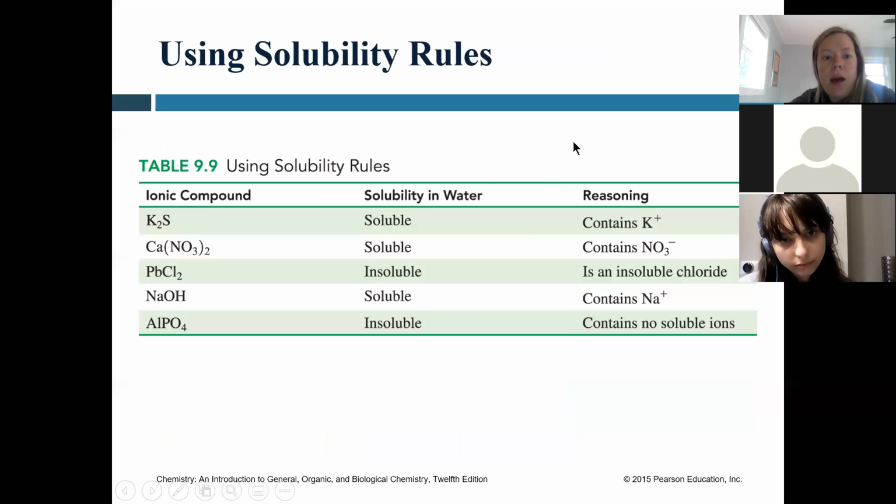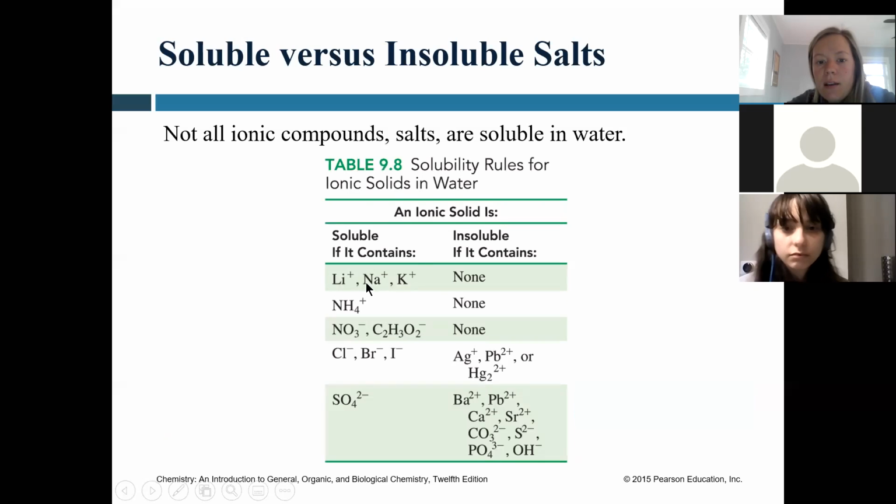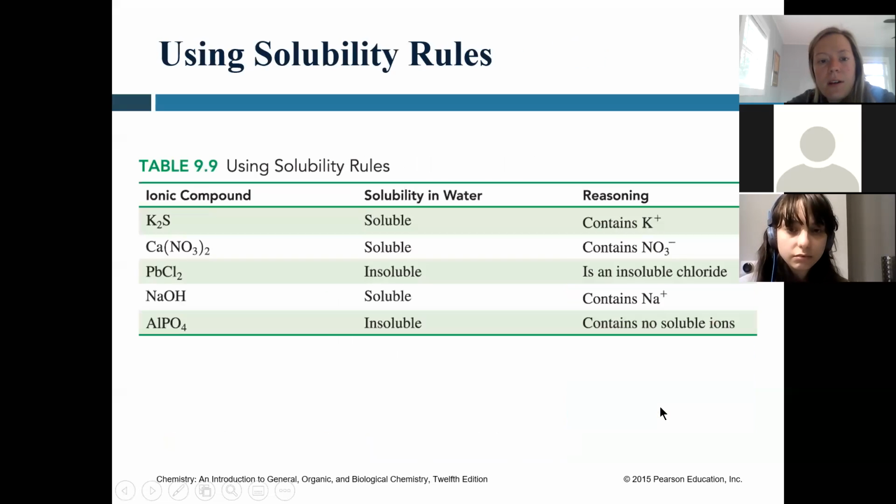Okay, we can go through that. Using the solubility charts, we're looking at these different things. Potassium sulfide would be soluble because it contains potassium, and potassium is always soluble. Calcium nitrate is going to be soluble because it contains nitrate. Nitrate is always soluble. Again, if we go back to this chart, if it has potassium, it's always soluble. If it has nitrate, it's always soluble.